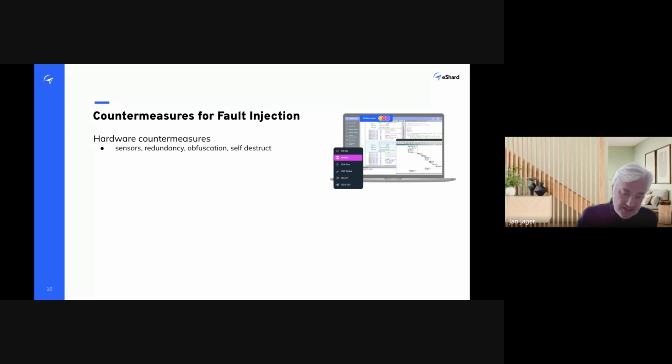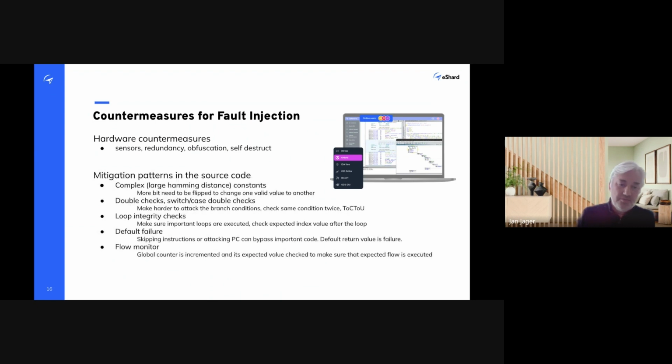These are things that I do not get into in this webinar, but if you're interested in that, you can contact our chip security colleagues that have more knowledge about this subject. I'm looking more at the mitigation patterns in the source code.